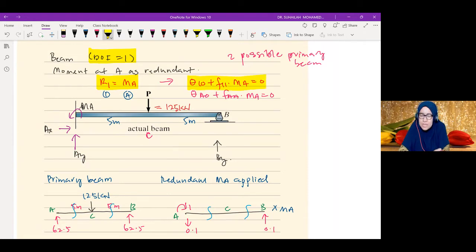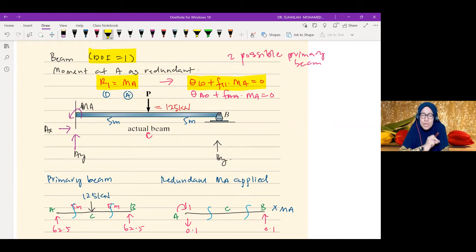I will get this equation in theta because the moment induces rotation, so we cannot use delta in this case. It is theta, it is rotation. It is theta 1 naught plus F11 times MA is equal to 0. We can also write the compatibility equation in A label. It is theta A naught plus FAA times MA is equivalent to 0. But we must be consistent. So if we choose to label as 1, we have to use all 1.